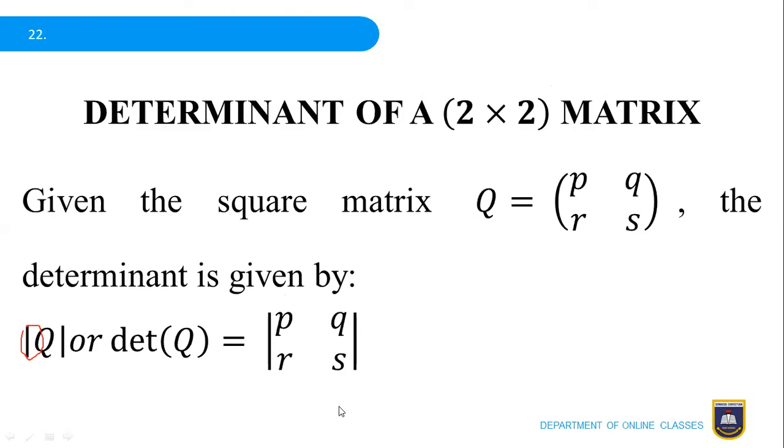So this is equal to, what we do is this, we multiply the diagonals, which is PS. So P times S will now give us PS, minus Q times R will also give us QR. That's all. That is how to find the determinant of a given square matrix, 2 by 2 in this case.